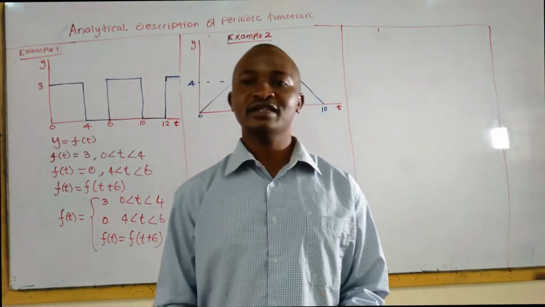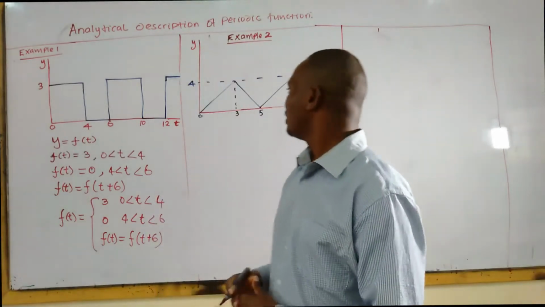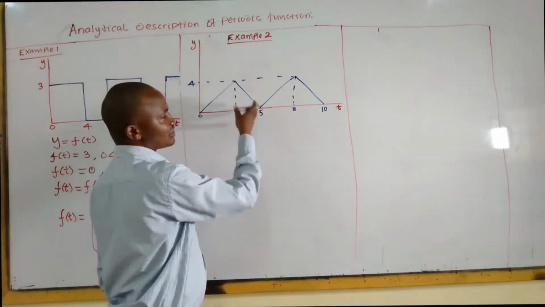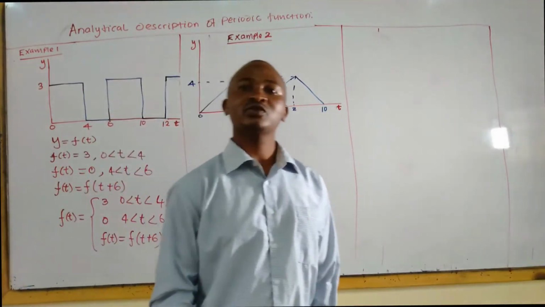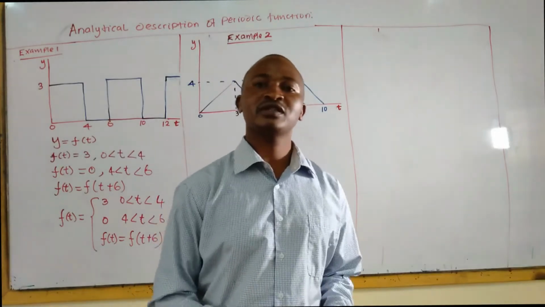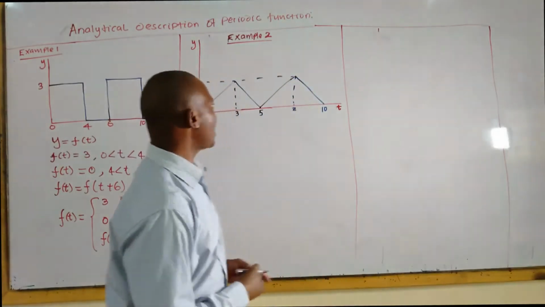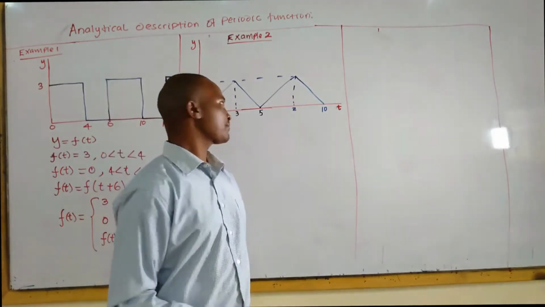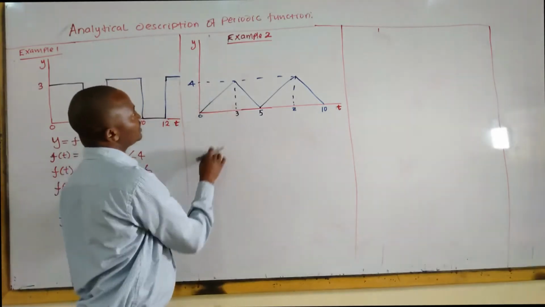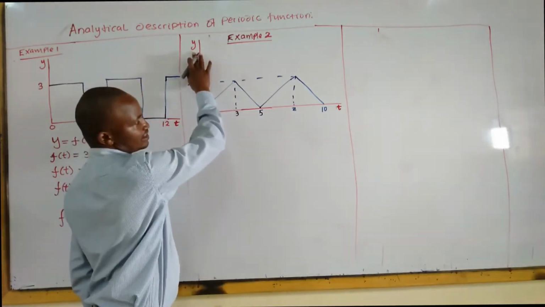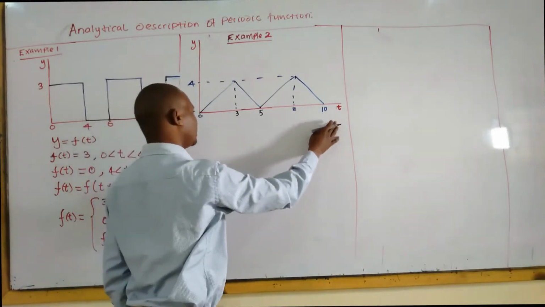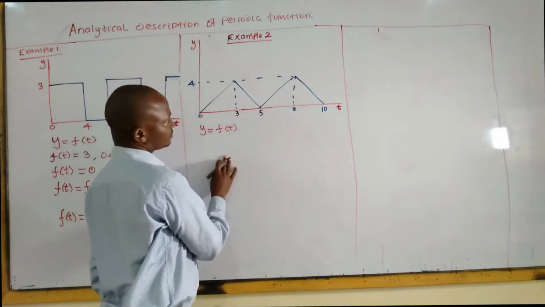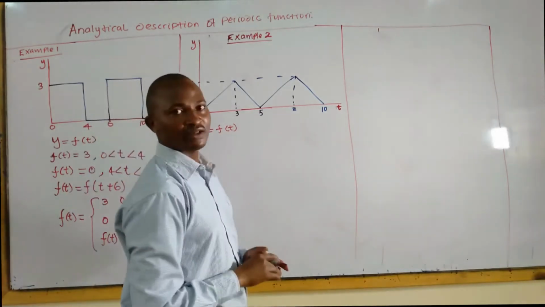Let us now analyze our second function. We can call this one a function, we can call it a waveform, it could be a signal, but mostly we use the term signal in electronics. In math, we usually use the term function or a waveform. Our function here again is y is equal to f of t, or y is a function of t. Let us now do analytical description.